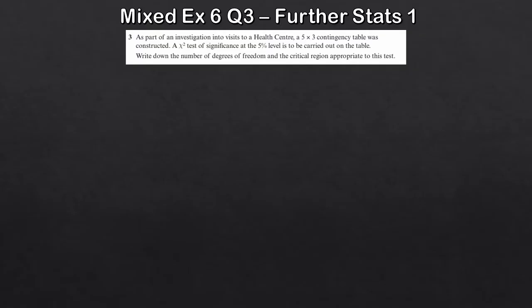So if it's 5x3, think like what we've just been doing for our contingency table. Remember, a contingency table is just what we're doing for a chi-square test. We do the rows minus 1 times the columns minus 1. So for v here, that would be 5 minus 1 times 3 minus 1. 5 minus 1 is 4, 3 minus 1 is 2, and 4 times 2 gives us A. So we have 8 degrees of freedom.